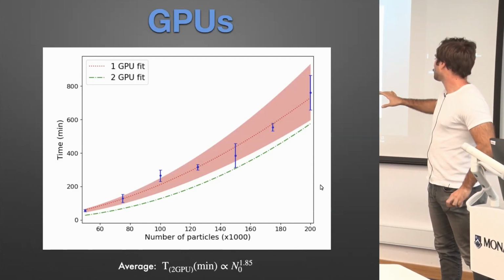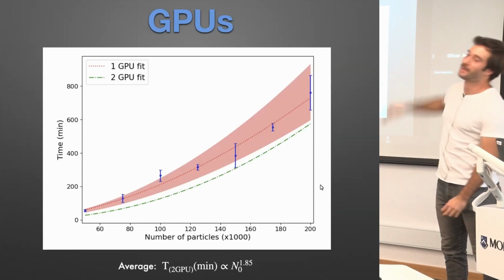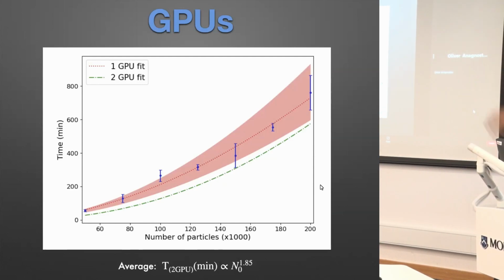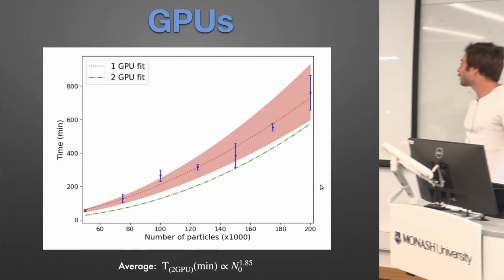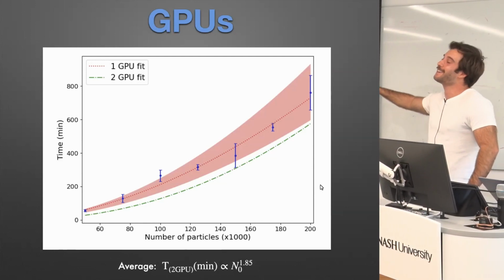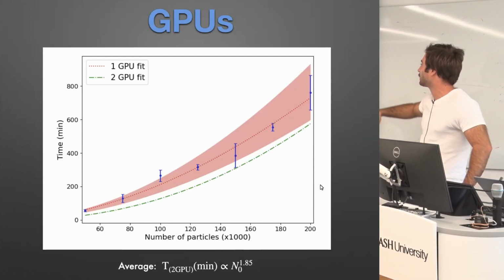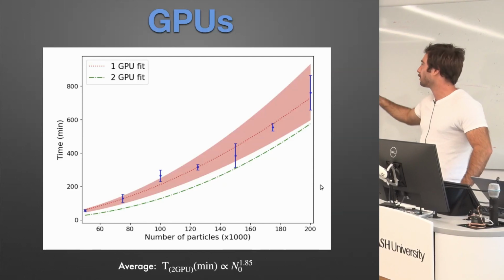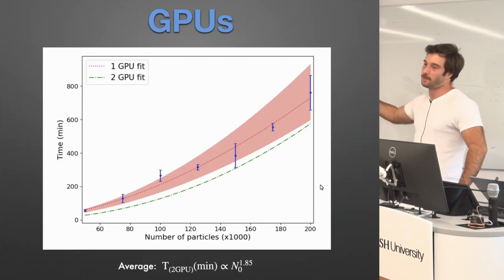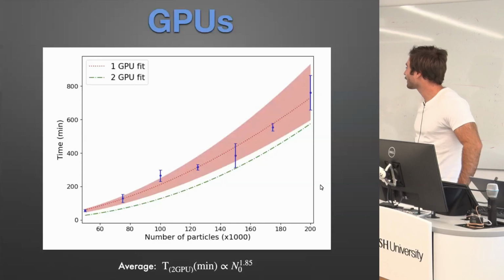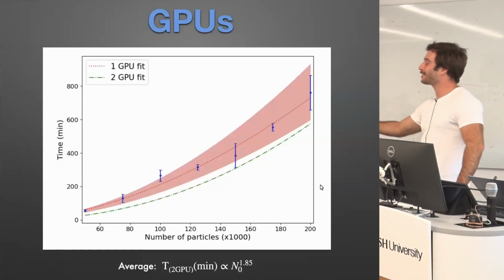Sorry, I've mixed up the labels. Sorry, my bad. The GPUs are worse. Yeah, sorry. The green line is 1 GPU, and the red is 2 GPUs. My mistake. So yeah, it is worse.